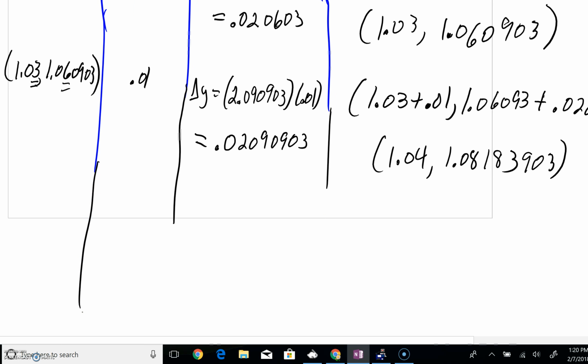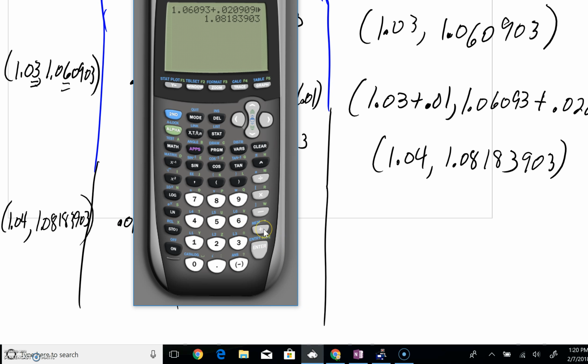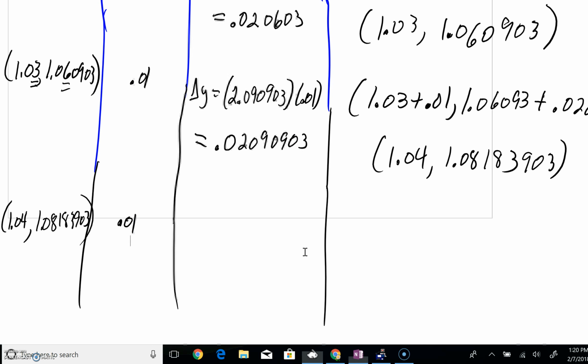How do we know we have to do one more? Well, we have to get up to 1.05. So we're going to have over here 1.04, and here's your 1.081833903. My gosh, look at all that. So if we're just adding those things together, you already had your calculator out. How about we just keep that same thing we just had and say plus 1.04, make life a little easier on us. And we'll get about 2.12183, something like that.